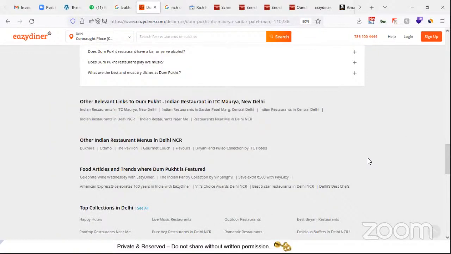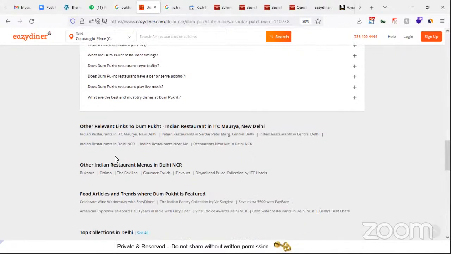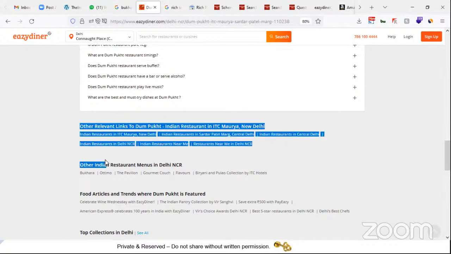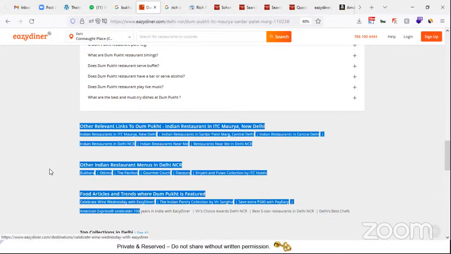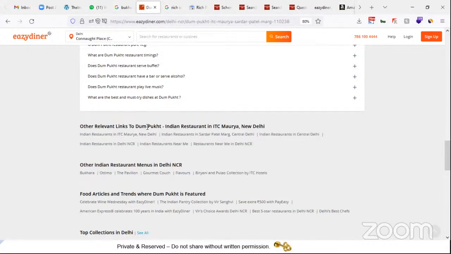Yeah. So we were talking about interlinking, right? Yes, sir. So on the interlinking part, you are seeing it here, right? We are trying to have links which make sense to a user as well. So these three are very clear indications, right? Dampukht is an Indian restaurant.